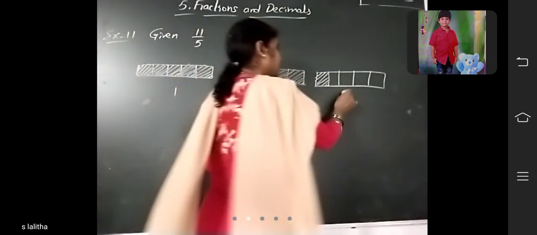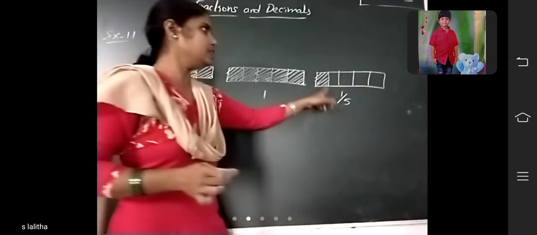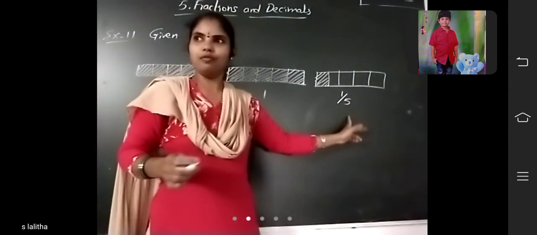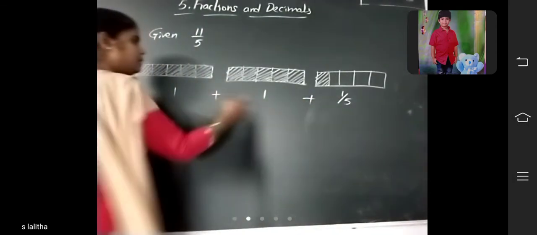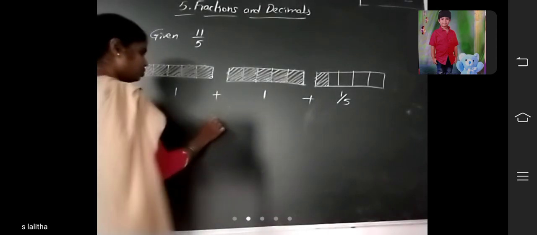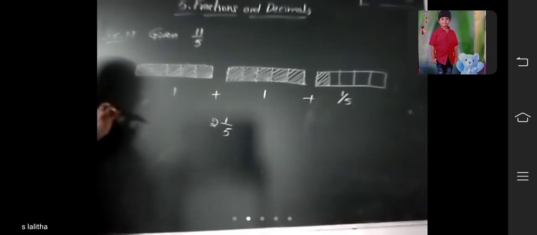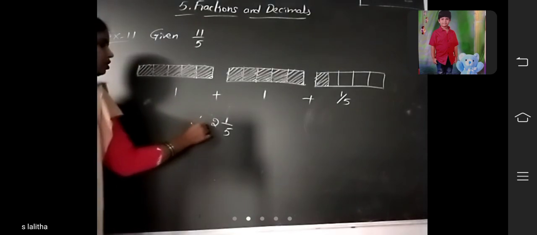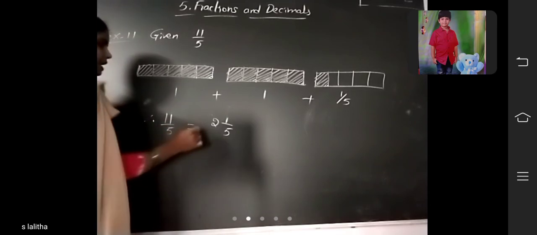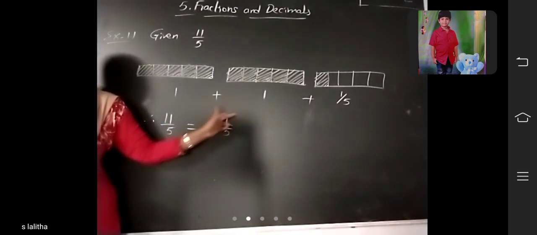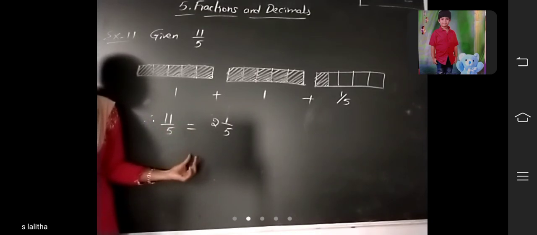So 1 divided by how many parts? Total parts 5. So 1 is colored and the total parts are 5. Now you can add all this. 1 plus 1 how much? 2. 2 plus 1 by 5 means 2 and 1 by 5. Did you understand? So 11 by 5 can be written as 2 1 by 5. It is a mixed fraction. Did you understand, children? How to convert?